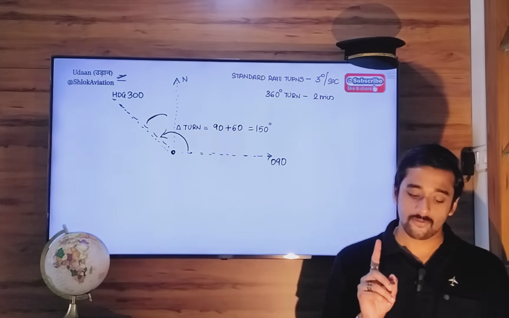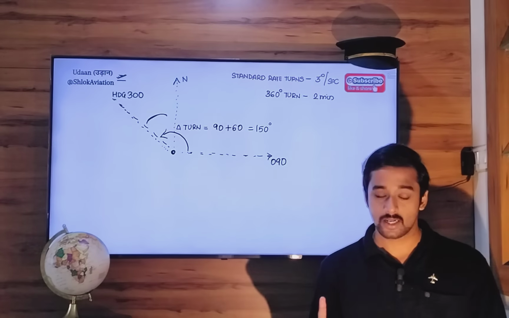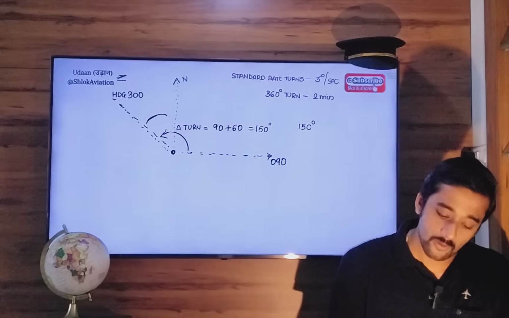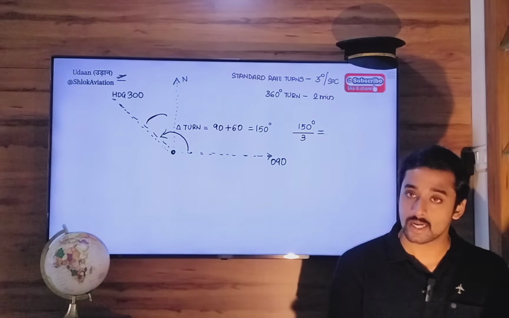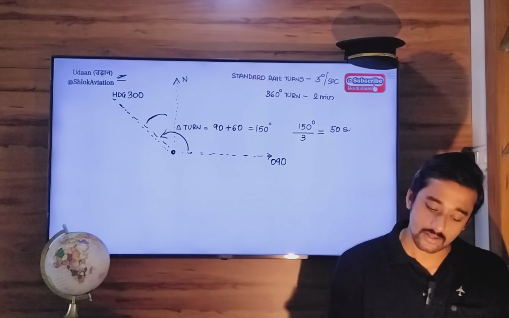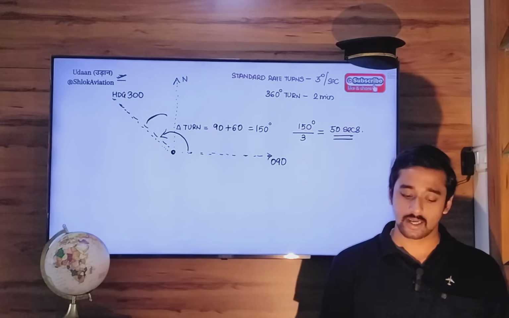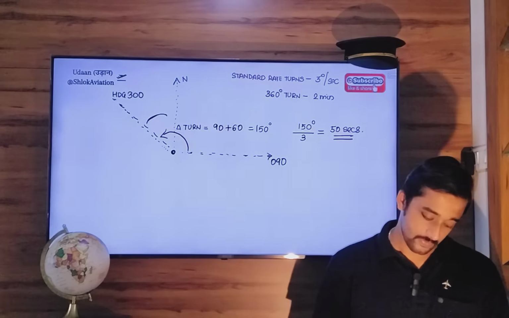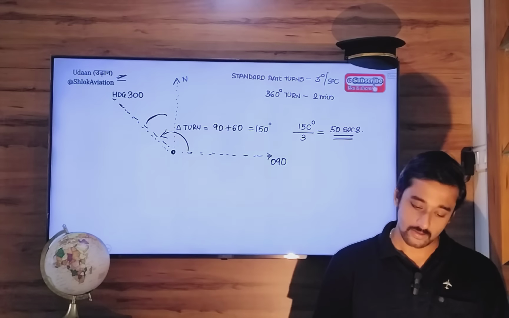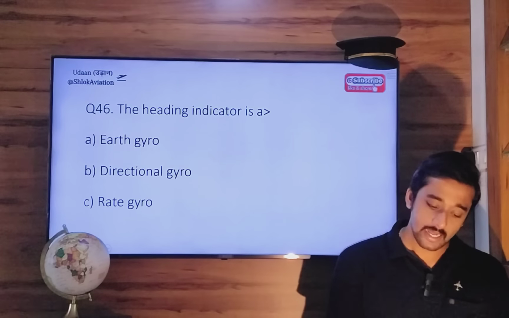If you are turning 3 degrees per second, then for 150 degrees you will require a total time of 50 seconds. 150 divided by 3 degrees. So option Charlie. Simple.